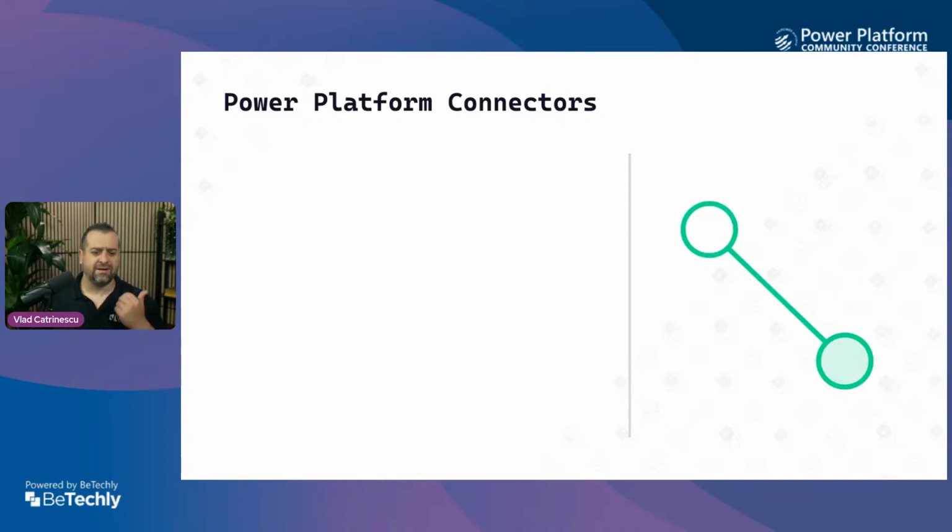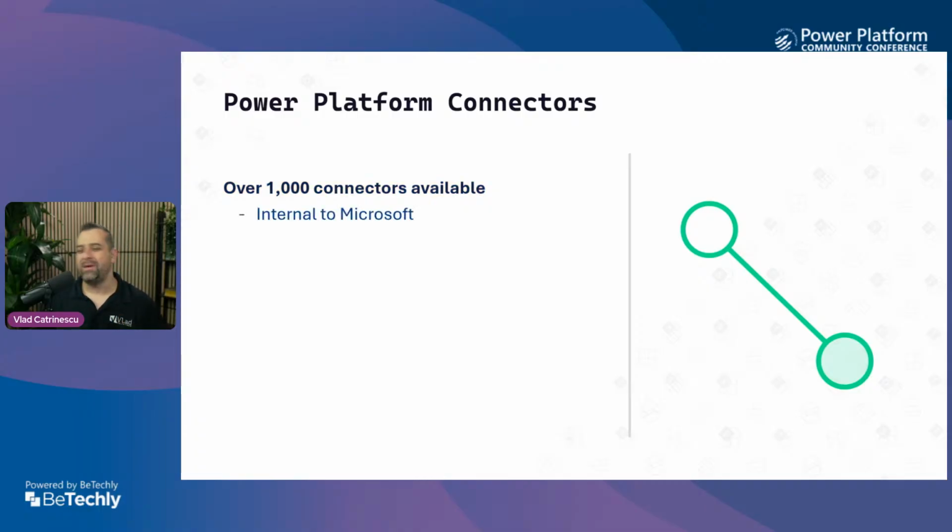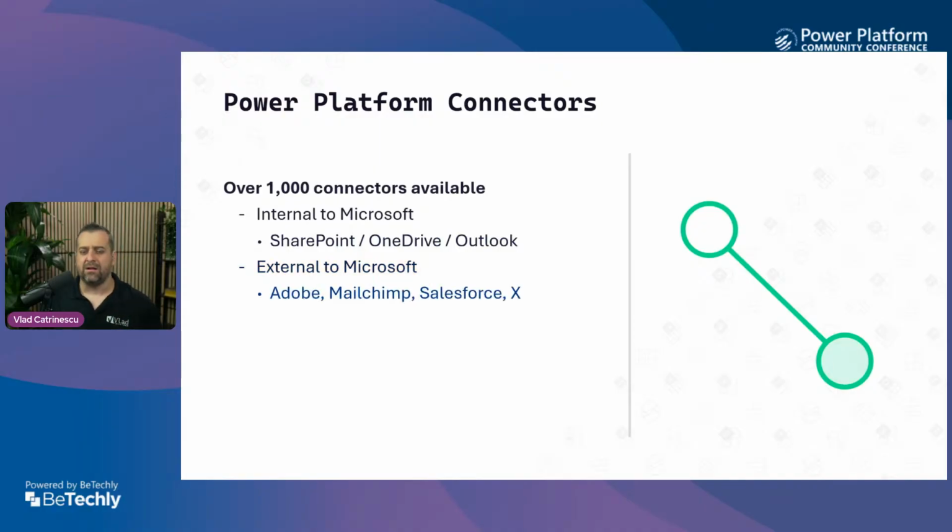We have over 1,000 connectors available in Power Automate, which is crazy. So many. We have some internal to Microsoft like SharePoint, OneDrive, Outlook, Teams, Planner. And we also have many external to Microsoft. So think at Adobe, MailChimp, Salesforce, or even X if you want to automate your social media.